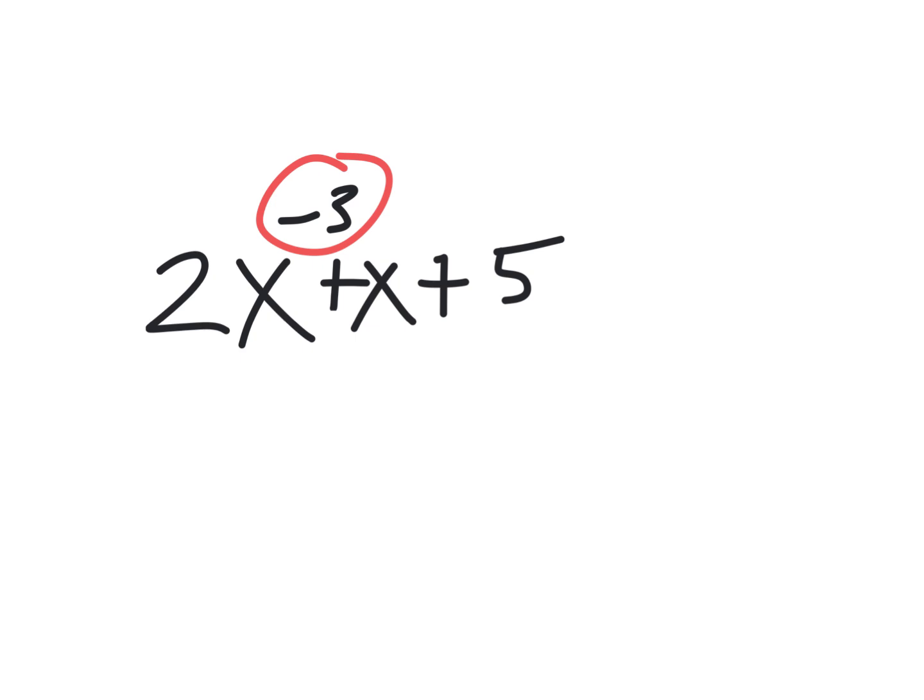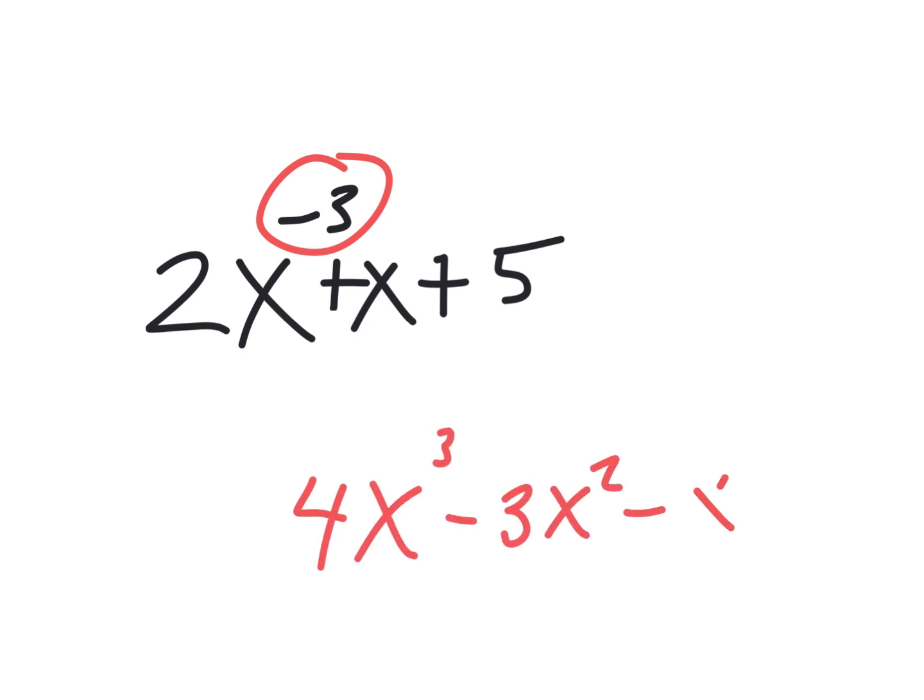So you can have powers of 0. X to the 0 is fine. X to the 1, x to the 2. Okay. How about this? 4x to the third minus 3x squared minus x. Polynomial or not? It is a polynomial, because the powers are whole numbers.